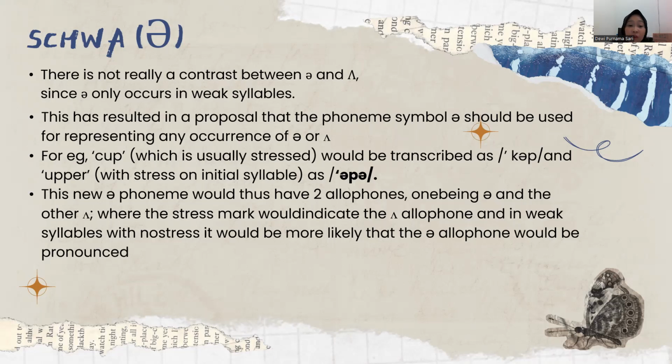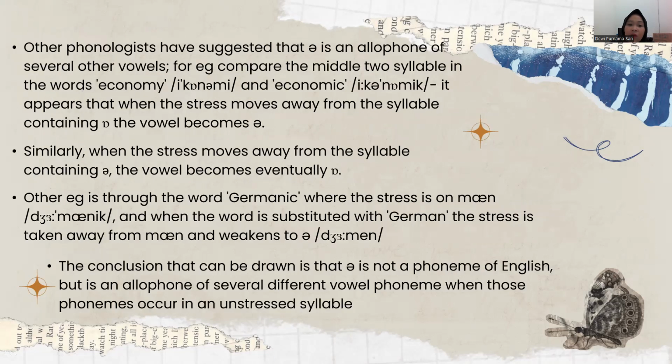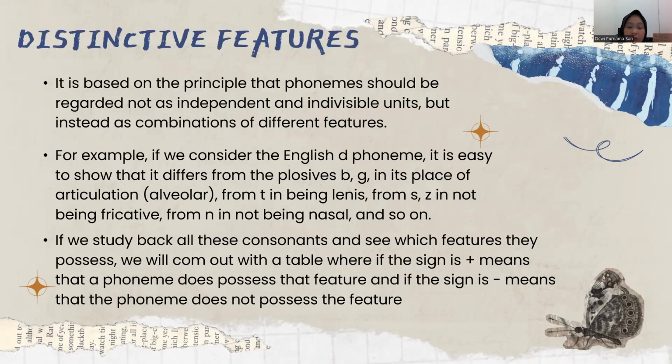This new phoneme would thus have two allophones, where the stress mark would indicate the strut allophone, and in a weak syllable with no stress it would be likely that the schwa allophone would be pronounced. Okay, I'm going to skip this, and then we have distinctive features.